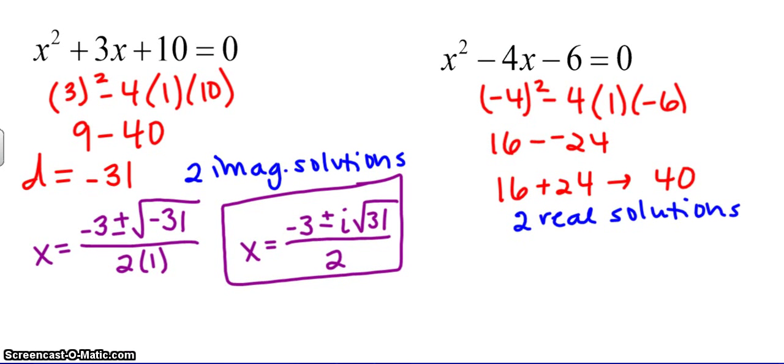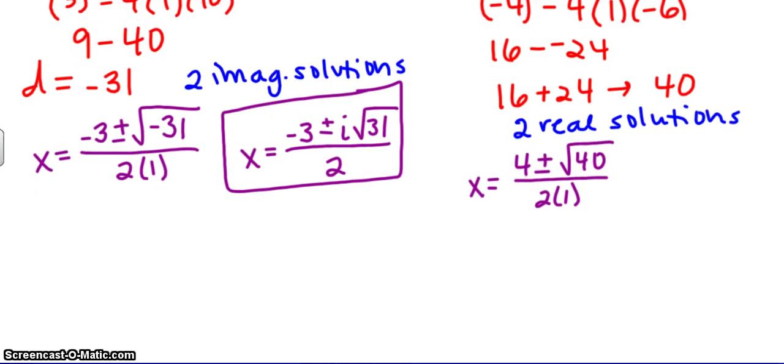Now we got to go ahead and find those real solutions. So x equals the opposite of b plus or minus square root, etc., etc. You already did your b squared minus 4ac all over 2 times a. This one, we don't have to deal with any imaginaries and pulling out an i, but we do know that the square root of 40 is going to break down into the square root of 4 times 10, which means that x is equal to 4 plus or minus 2 rad 10 all over 2.